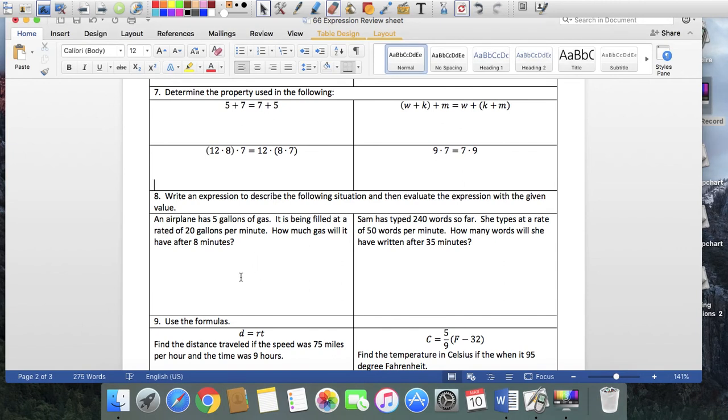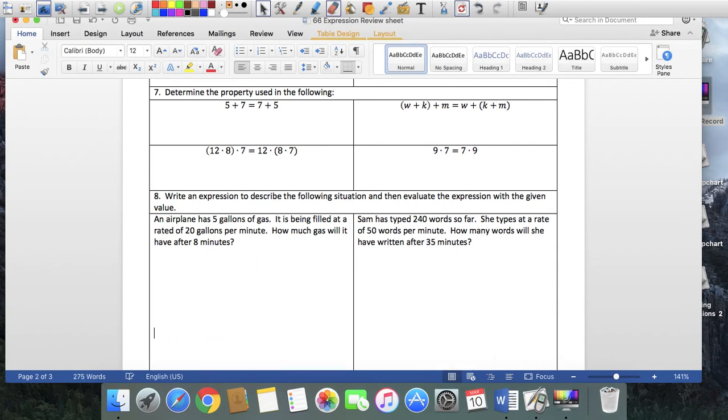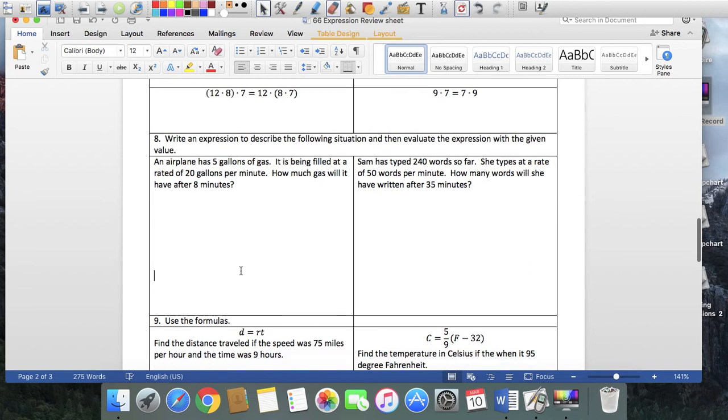Write an expression and then evaluate the expression. Okay, so we've done this in class. So here's an airplane has 5 gallons of gas. It's already in the tank. It's being filled at a rate of 20 gallons per minute. How much gas will it have after 8 minutes?